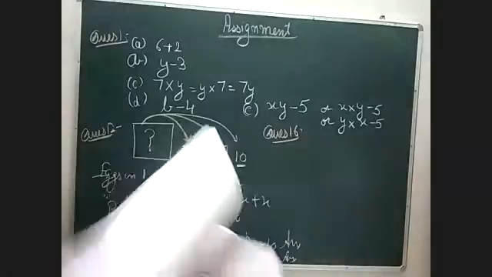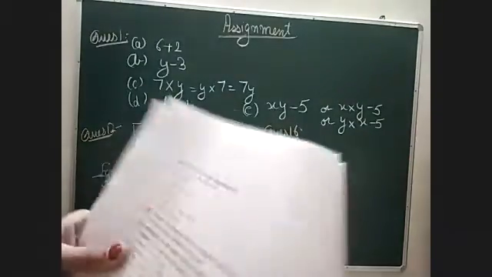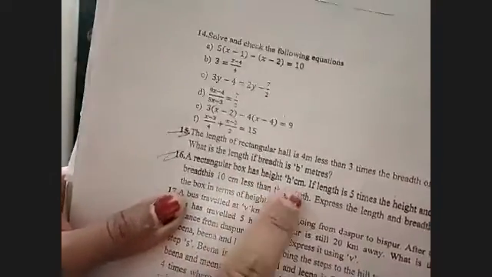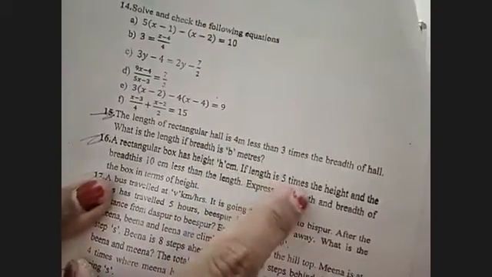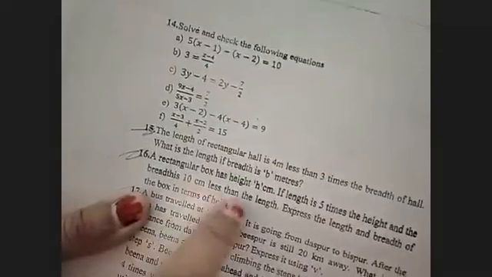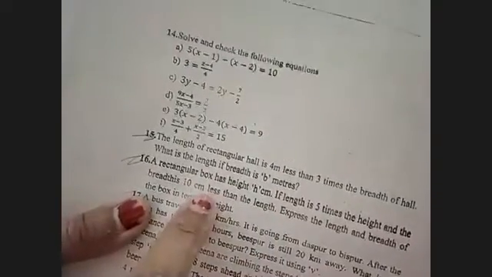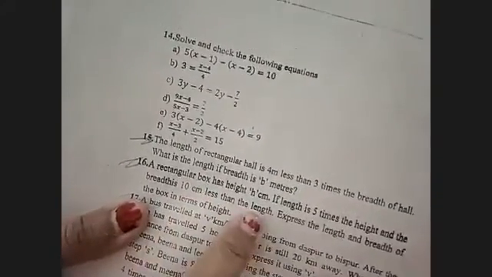Next is question number 16 and here I am showing you the statement. A rectangular box has height h centimeters. Box is having height h. If the length is 5 times the height, you are also given the length that it is 5 times height. And breadth is 10 less than length. Breadth is given to be 10 less than length. Express length and breadth in terms of height. So let us start our question.